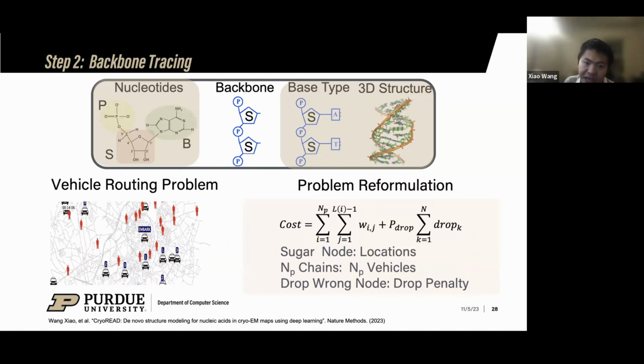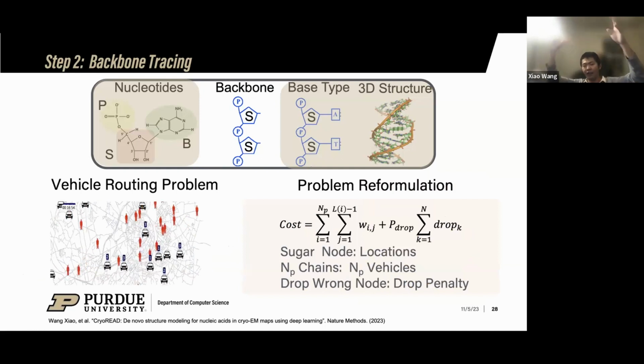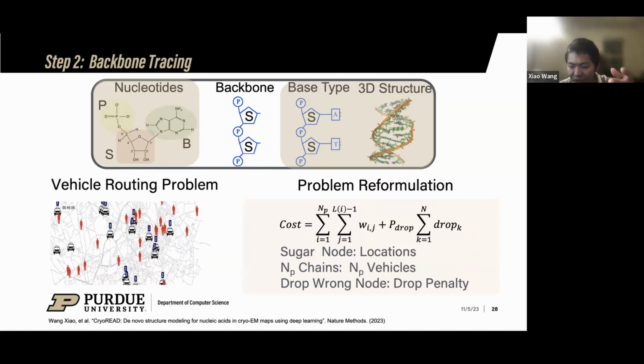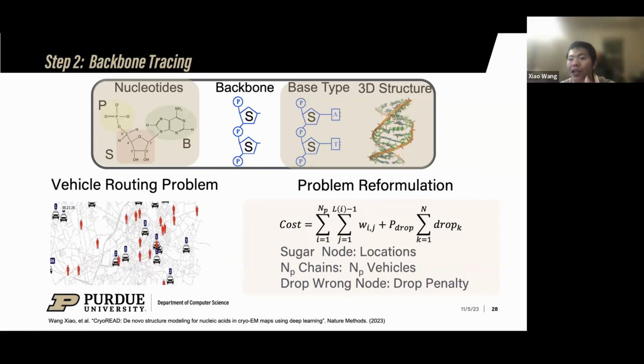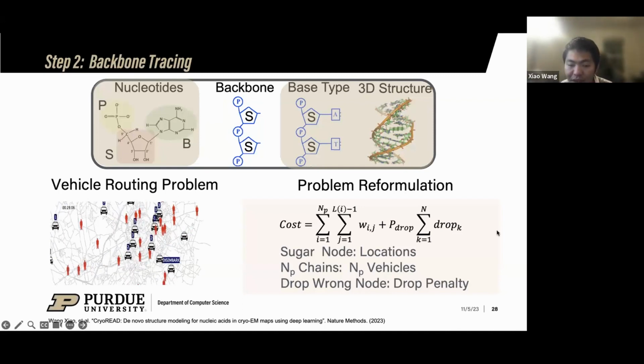Vehicle routing problem is an upgraded version of the traveling salesman problem. In the traveling salesman problem, that's to say I have a big graph with n locations, and we ask a traveling salesman to visit all the cities, and we want to minimize the cost to visit all the cities. Similarly, in vehicle routing problems, we have n vehicles to visit all the locations, and we still want to minimize the cost. But compared to before, it allows us to drop some points or locations that we think are unnecessary.